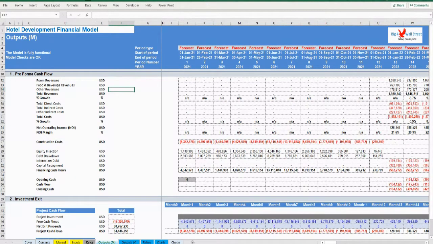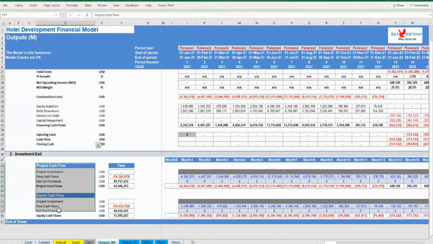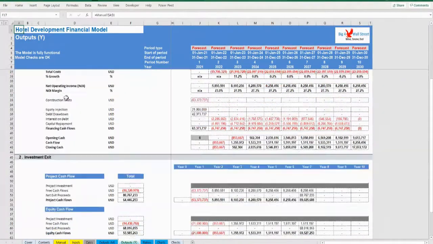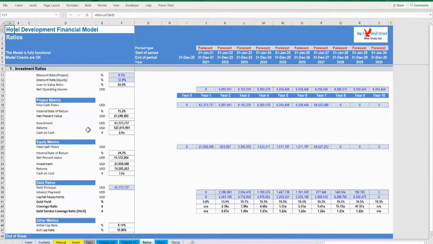On the Outputs tab, everything is aggregated into a cash flow statement, together with a free cash flow on a project basis as well as on an equity basis. The same is done on a yearly basis on the next Output tab. The most important investment metrics are presented on the Ratios tab, where you will find all the relevant KPIs summarized.